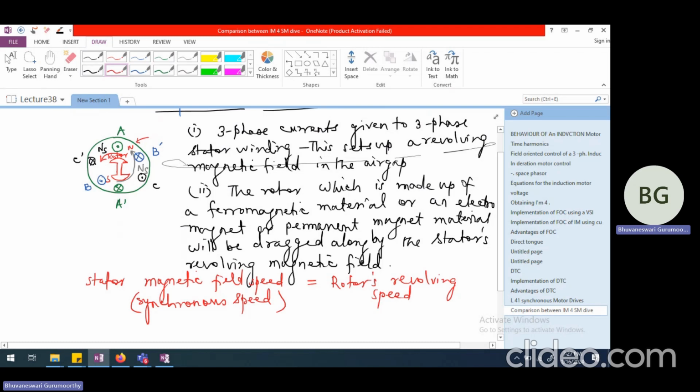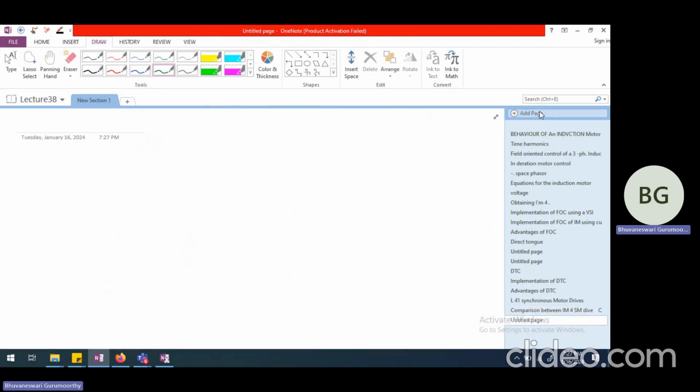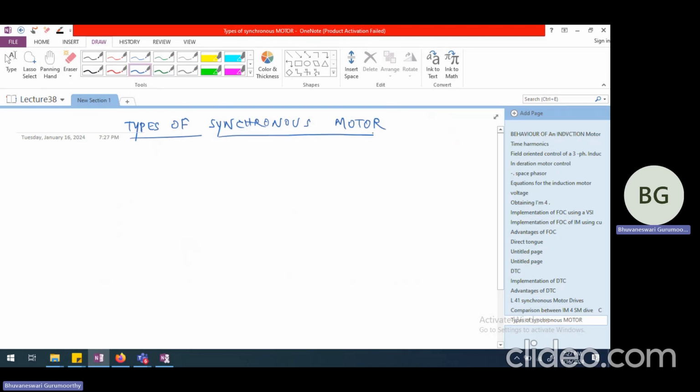So here, the entire mechanism is dependent upon the locking up of the rotor and the stator revolving magnetic field. These two have to lock up with each other. That is extremely important. And if we are saying that the rotor can have either a ferromagnetic material or a piece of iron, or it can have an electromagnet, or a permanent magnet in the rotor, this actually gives rise to different types of synchronous motor. So there are different types of synchronous motors that are normally seen.